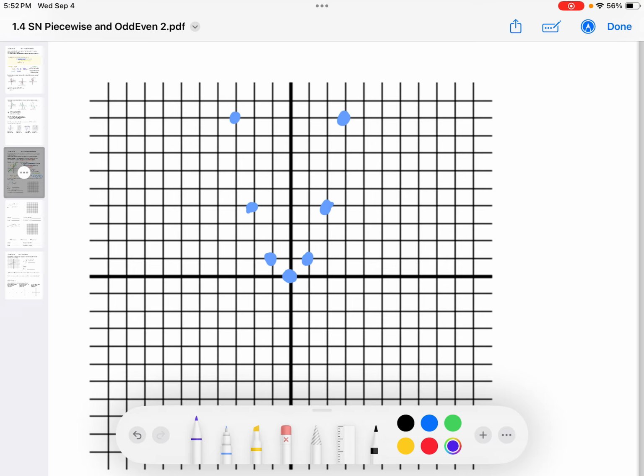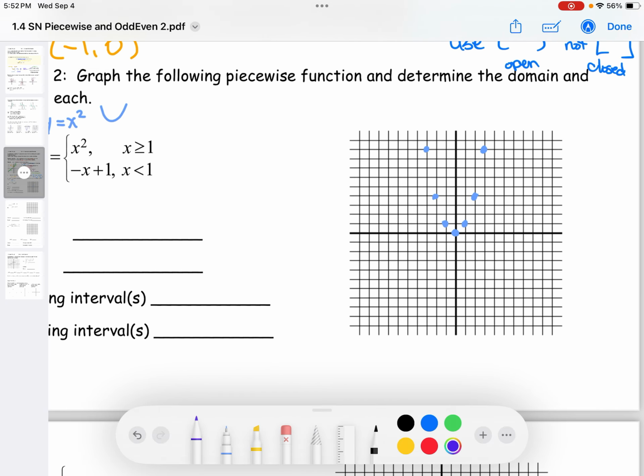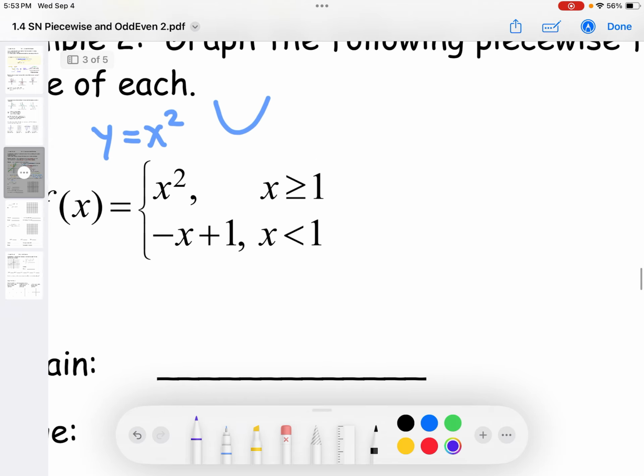This is the parent function. Now, this is the whole parent function, not just the piece we need. The piece is given to you by this: x greater than or equal to 1. Because it's greater than or equal to, we will use a closed circle. And from that closed circle, because it says greater, x's get greater on the right. So from that x value of 1, we'll move to the right.